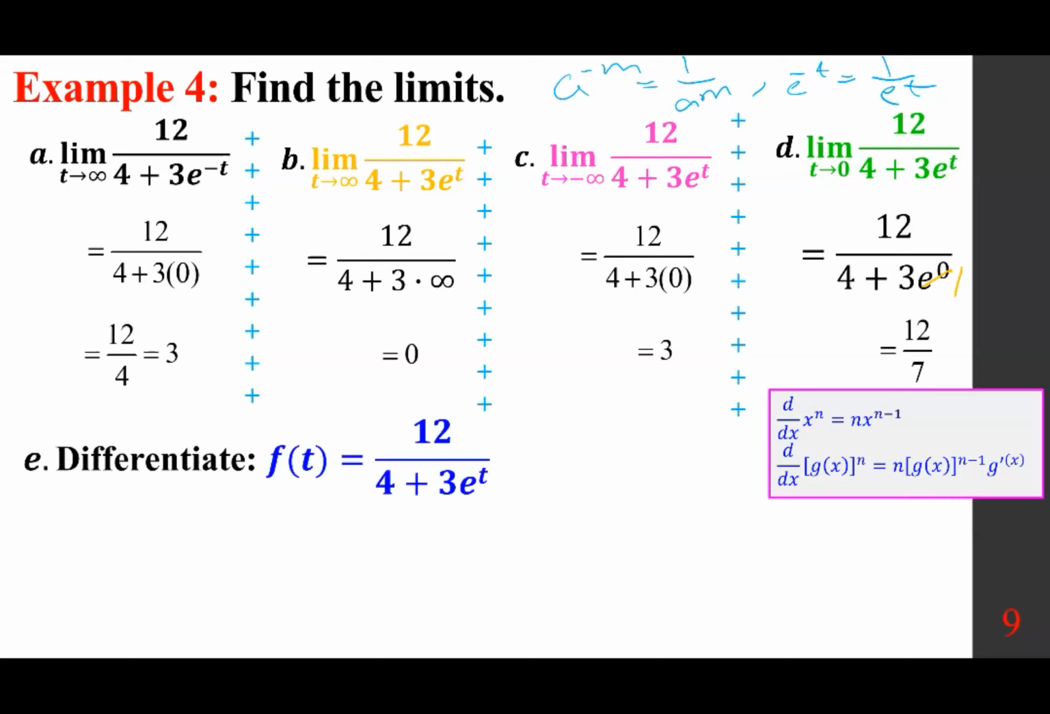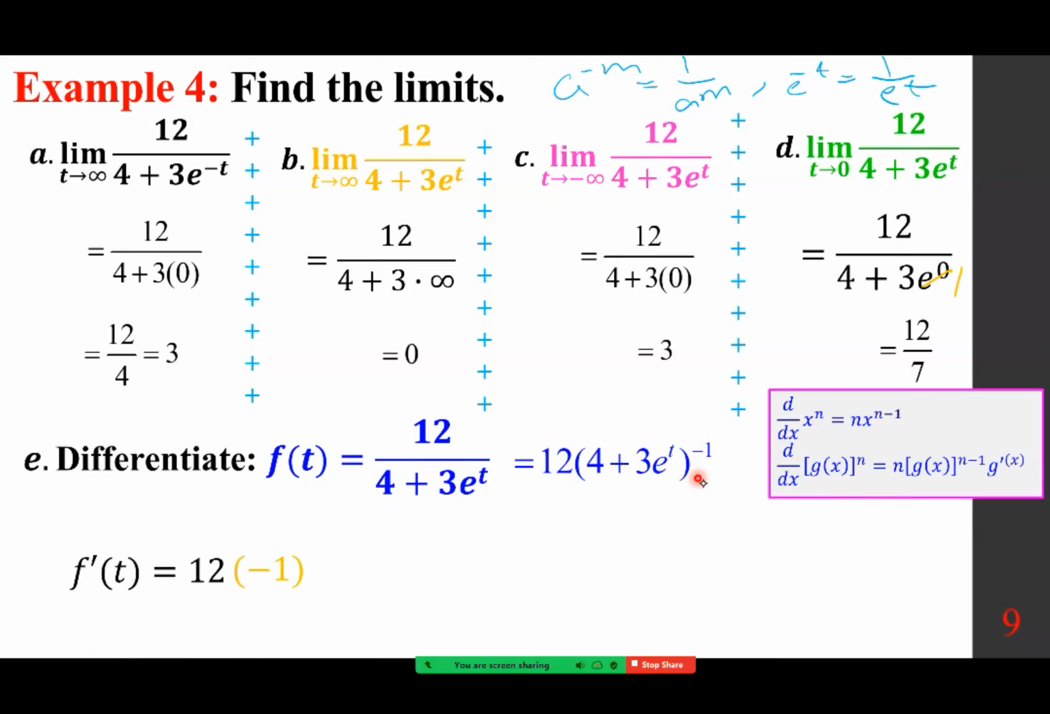You want to differentiate f of t equals 12 over 4 plus 3 to the power of t. Anytime you have a fractional format where the numerator is a number, just bring it up with a negative exponent. You don't need the quotient. 12 times negative 1, we're going to use the extended power rule, times the same thing to the power of negative 2.